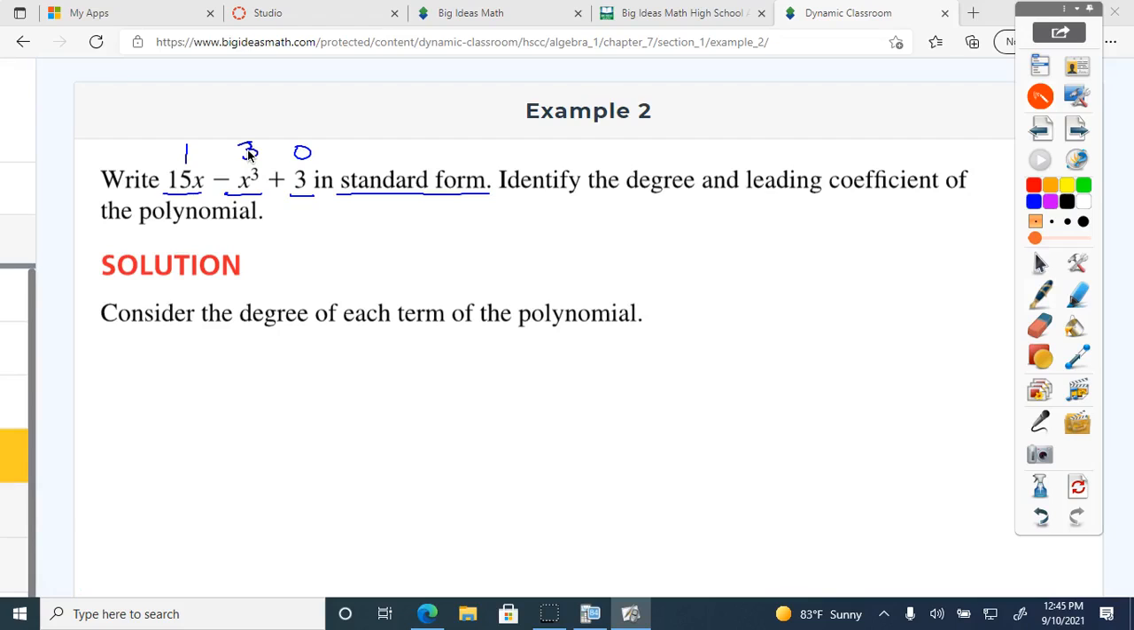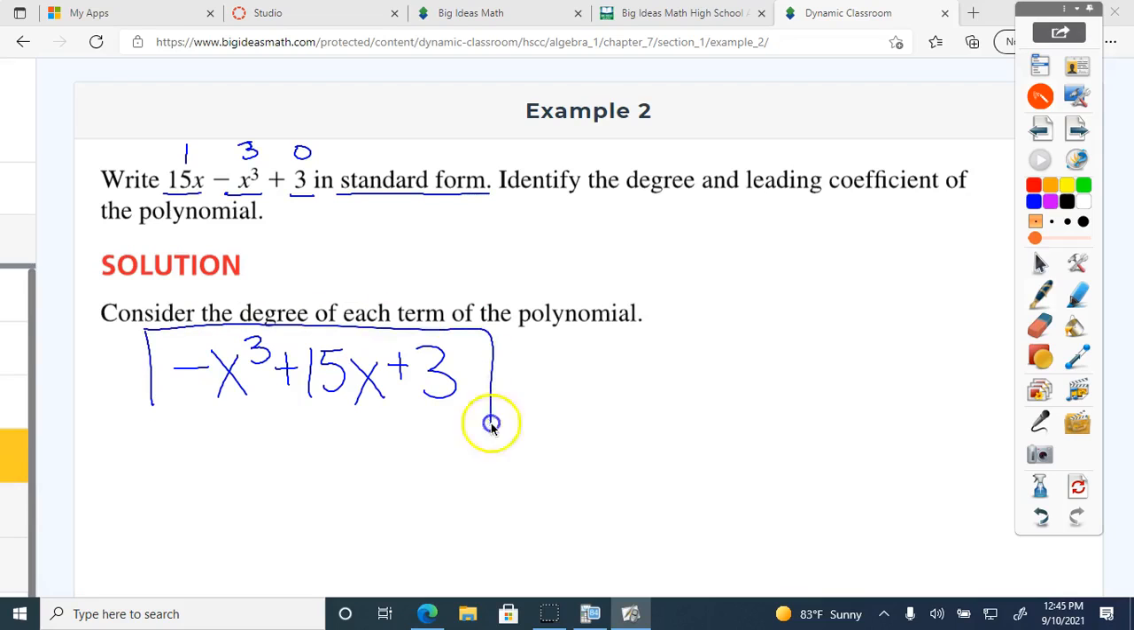So what comes first? Negative what? X to the third. What comes next? Positive 15x plus 3. That is standard form. Okay? That's all you're doing. Then it says identify the degree and leading coefficient.